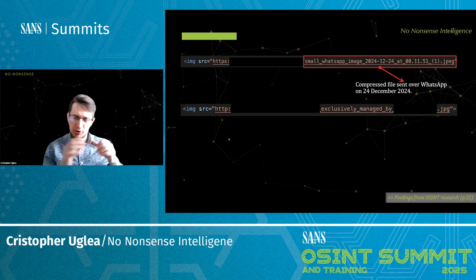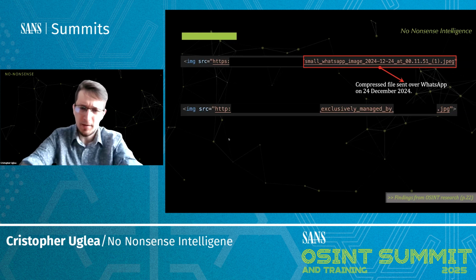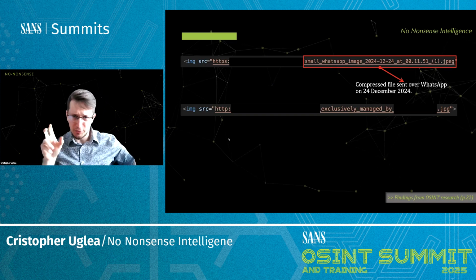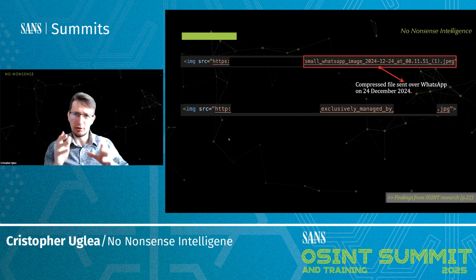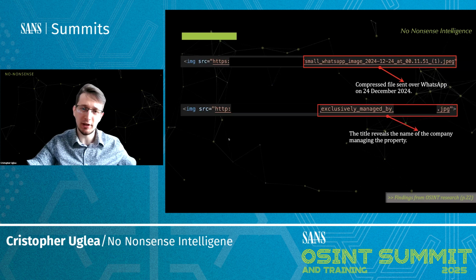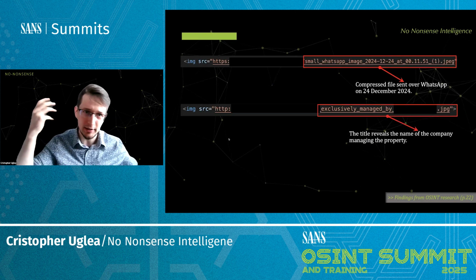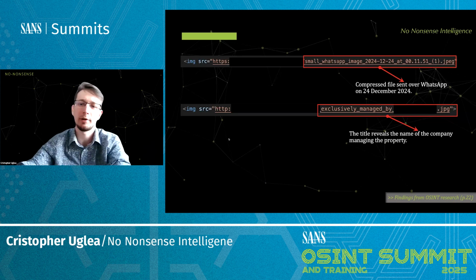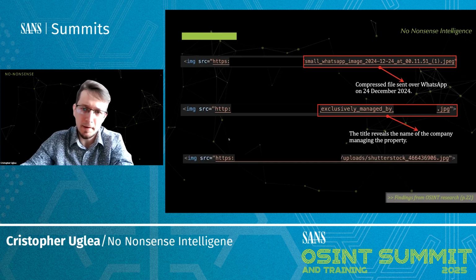They had photos of some of the properties on their website, but I was looking for the exact legal entity managing a specific property, in a due diligence case. In the source code, in the file name for that property, they had "exclusively managed by" and the company name, which led me to the actual company managing the property. That again was not obvious, and this was helpful because they put it in the title there.